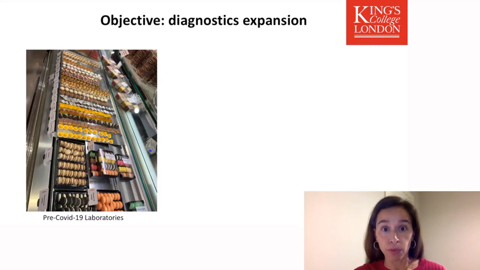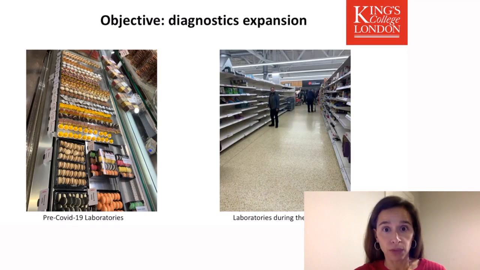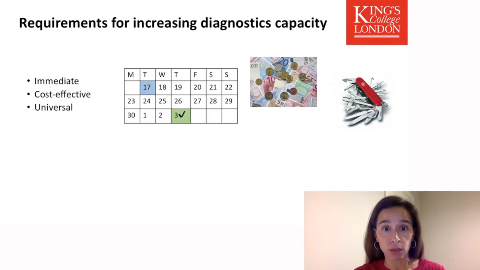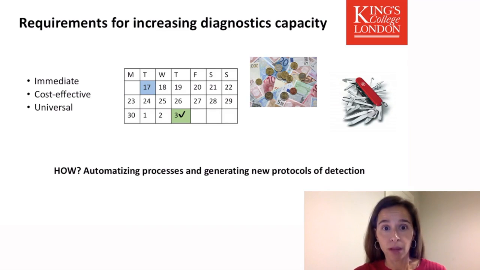Our labs, before the pandemic hit, looked a little bit like this picture. We have plenty of reagents and plenty of equipment. However, what we found ourselves with during the pandemic was a little bit like what happened in supermarkets. We did not have enough reagents, we did not have enough equipment, and therefore it was impossible to cope with the demand for tests. We needed a solution that was fast and allowed us to increase diagnostics capacity. We needed something available immediately, cost effective, and universal, so that many labs could use it. So how do we increase diagnostics capacity?